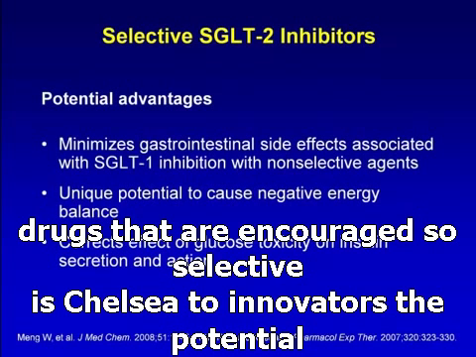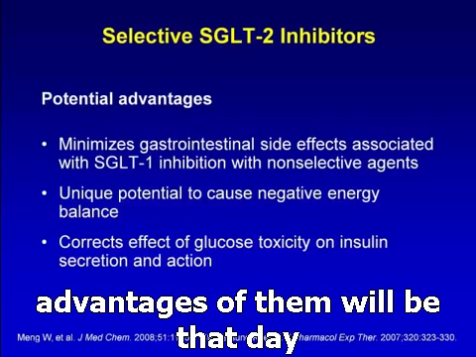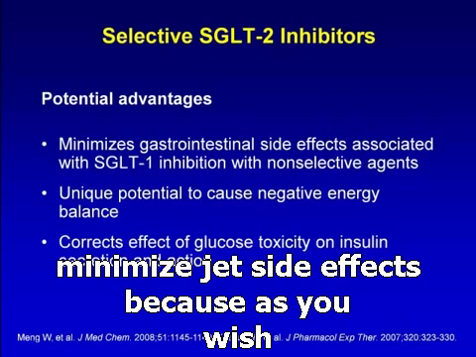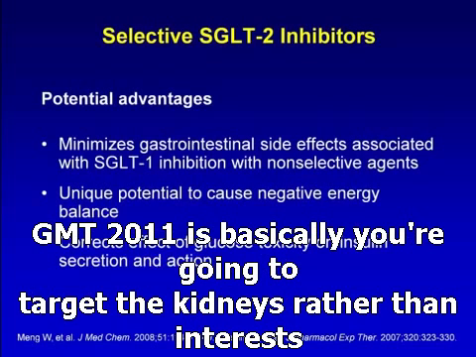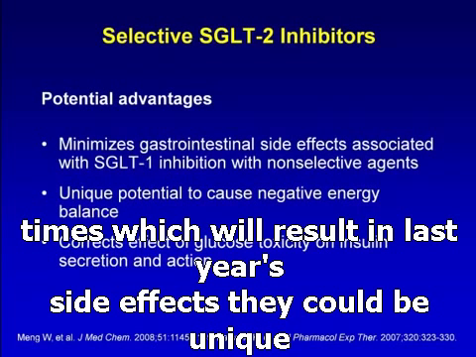So selective SGLT2 inhibitors have potential advantages in that they minimize GI side effects, because as you were shown before, SGLT1 is the main protein that is present in the intestine. So if SGLT2 is inhibited specifically, you're going to target the kidneys rather than the intestines, which will then result in fewer GI side effects.